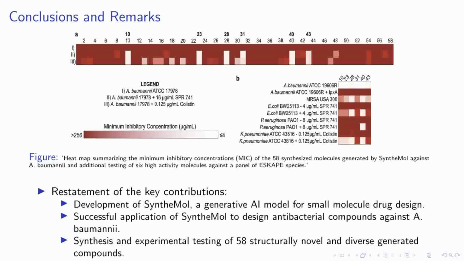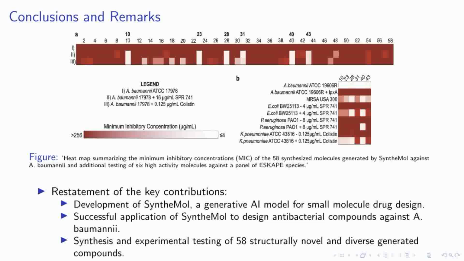As we draw our discussion to a close, let's revisit the key contributions of our research. We've developed SyntheMol, a groundbreaking generative AI model that's revolutionizing small molecule drug design. We've successfully applied this model to design antibacterial compounds specifically targeting A. baumannii. Our team synthesized and experimentally tested 58 structurally novel and diverse compounds generated by SyntheMol. The results were promising. We discovered 6 molecules with significant activity against not only A. baumannii, but also other ESKAPE species.